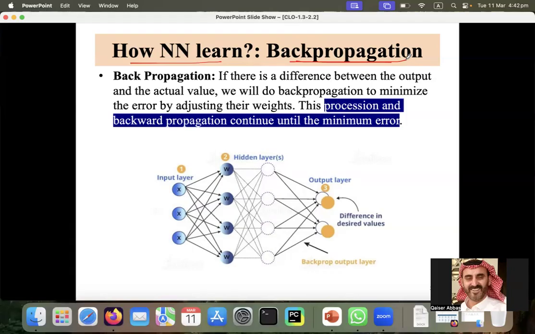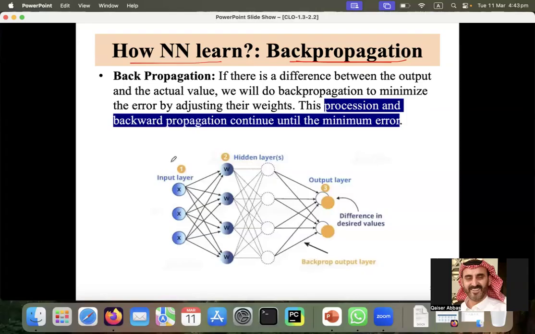And why do we need to update that? Because we have a difference between the expected outcome and the actual outcome. That difference is called the loss or the cost, and we want to minimize it. So that's why we do the back propagation, and you will keep on doing it until you have your minimized error in your model. This is the picture.